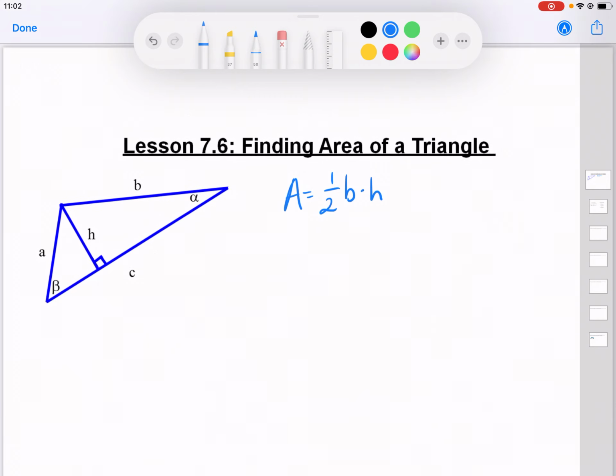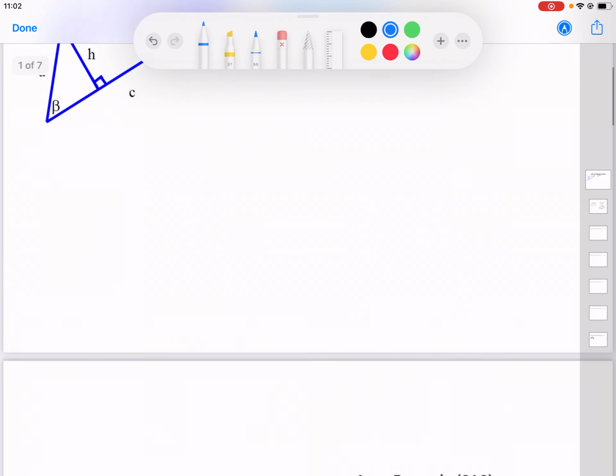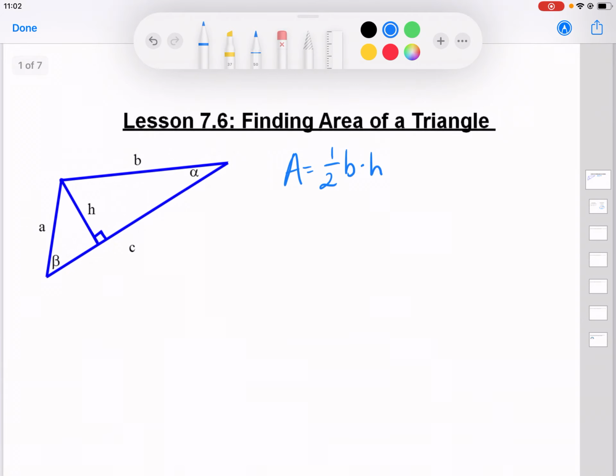So for the side angle side, I'm going to go ahead and prove this one, because why not? Since I am using alpha, and just so we remember what I'm trying to prove, I'm going to write it up here. We're trying to prove that the area of this triangle is a half times b times c times sine of alpha.